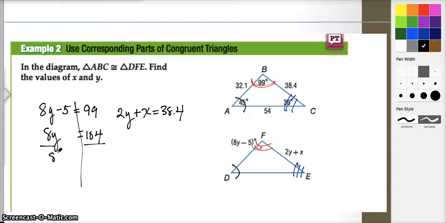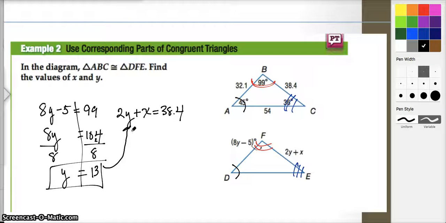I'm going to divide both sides by 8, and when I do that, y is equal to, let's see if I can do this in my head, 8 goes into 10 one time with a remainder of 2, 8 goes into 24 3 times, so y is equal to 13. So I've got one, I need to get the other.